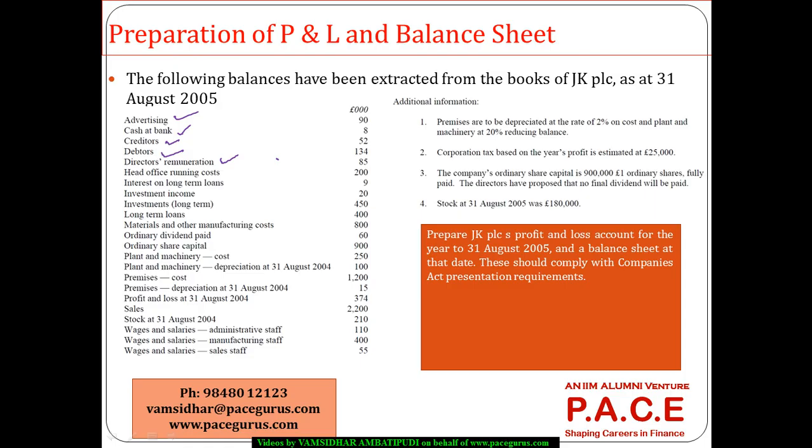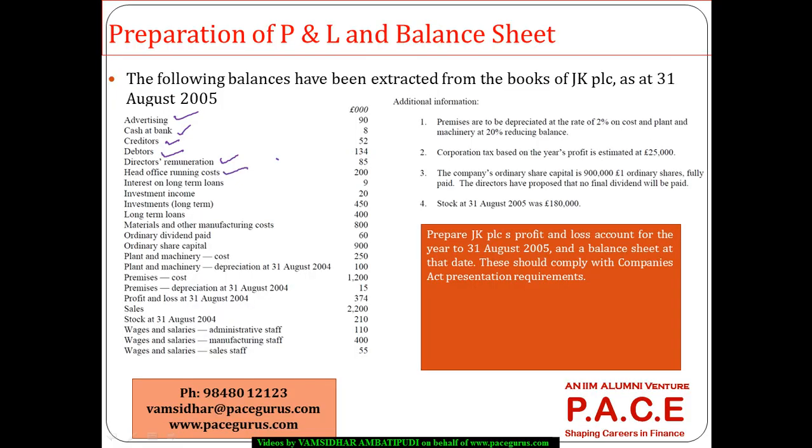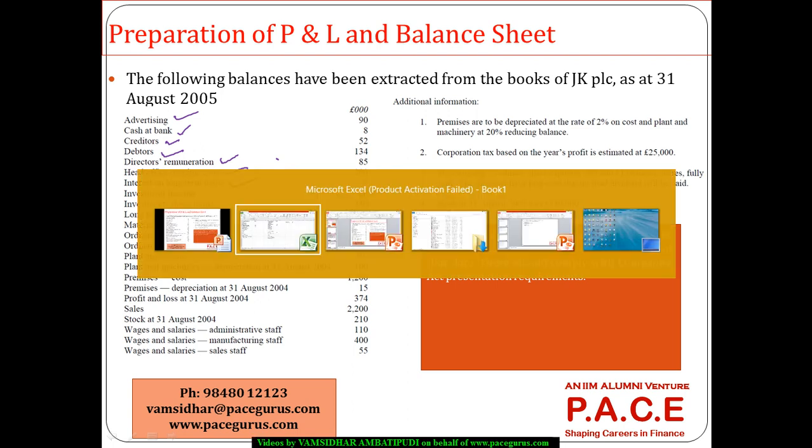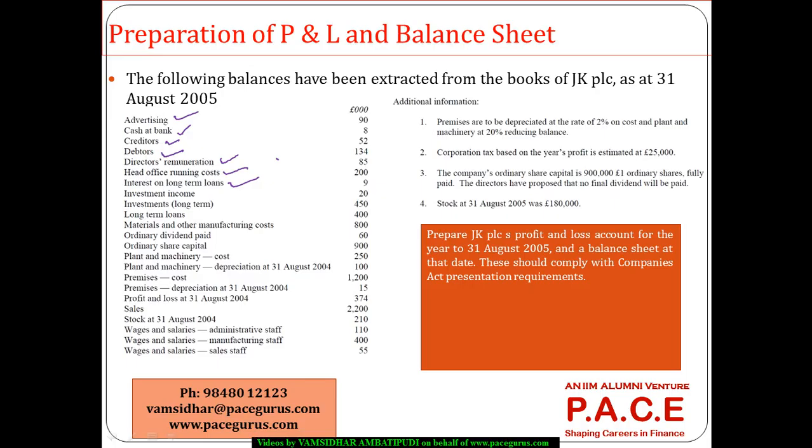Then head office running costs, which is 200. Even that head office running cost comes into the administrative aspect itself. So I'll add another 200 to it. Okay, 285. Then interest on long-term loans, which is an interest expense. This interest expense of 9, I am directly taking it into the P&L statement.